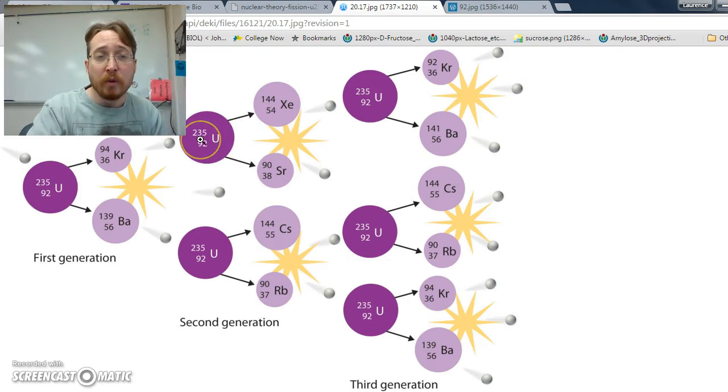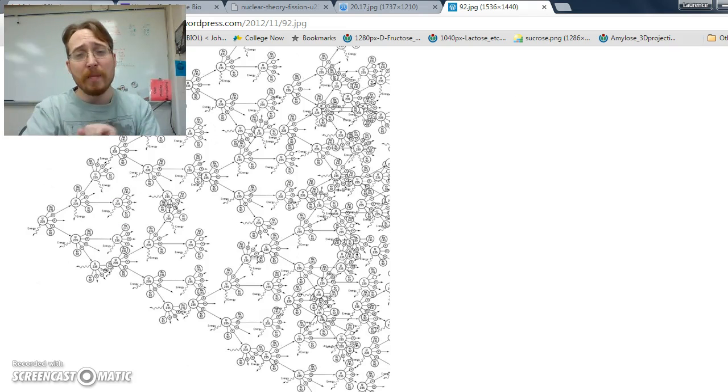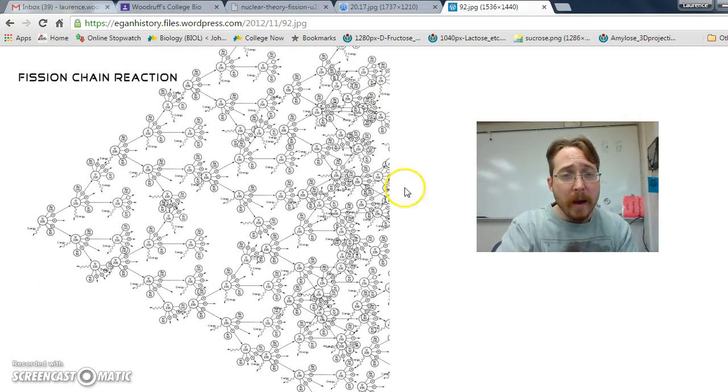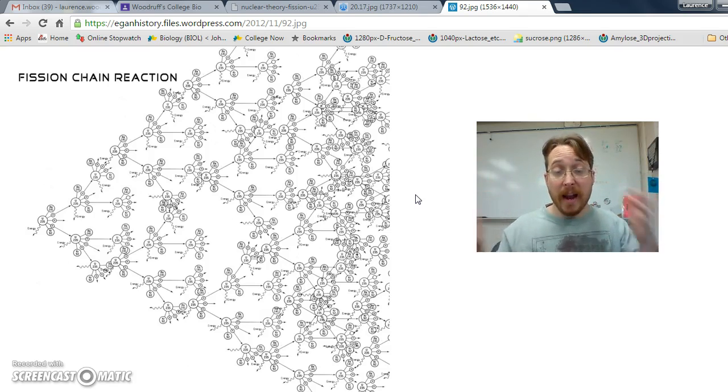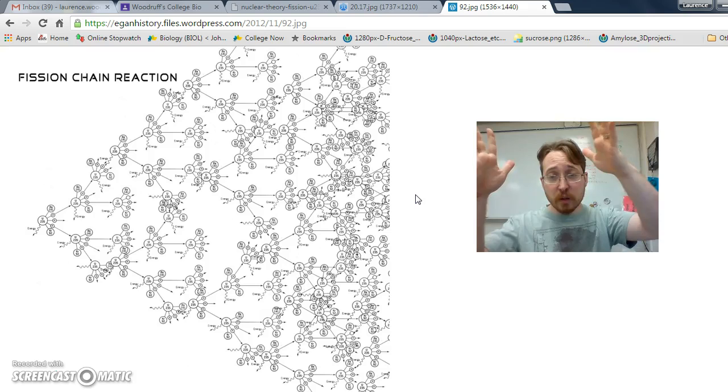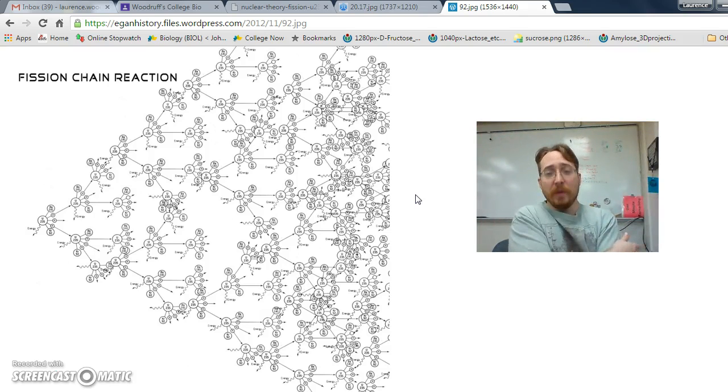So now we've got this separate uranium-235 atom getting hit by the neutron that got split off from this earlier event, and we now have our second generation of fission. We have xenon-144, strontium-90, cesium-144, and rubidium-90. And then this can keep going. Those can split, and in fact, this can become quite crazy. As you can see, it will keep going until there aren't any more uranium atoms to hit, and that can be a lot. Every single time that happens, a ton of energy is being released. So this is a really good way to get a lot of energy pretty quickly.